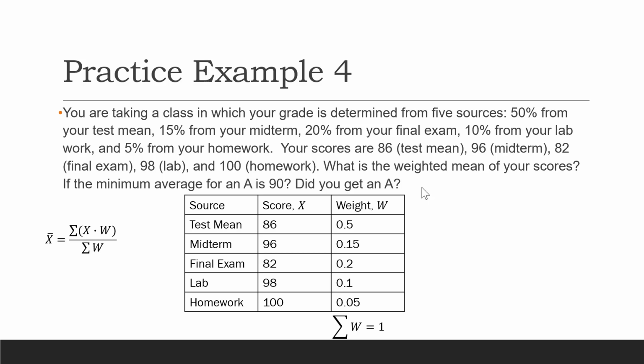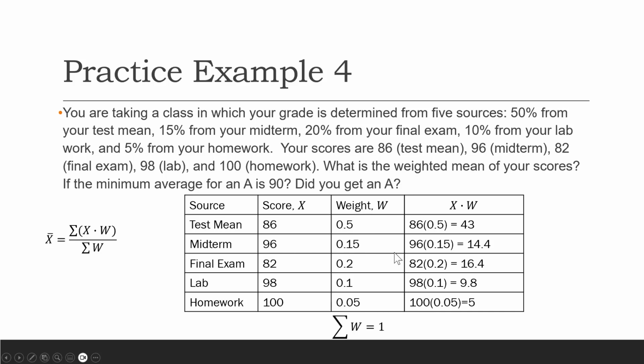And then I need for my numerator the product of X and W. So I'm going to have to take that 86 and multiply it by that 0.5. Add to that the 96 times the 0.15, so on and so forth. We get these values here. We add those values together. That gives us our numerator of this formula for our weighted mean. And so we put those values together. 88.6 divided by 1 is 88.6. And that value is less than 90. And so the score would not be an A.